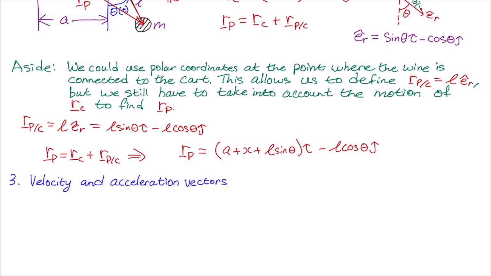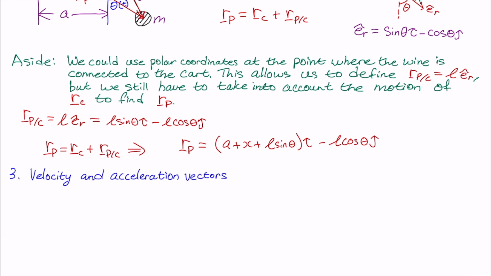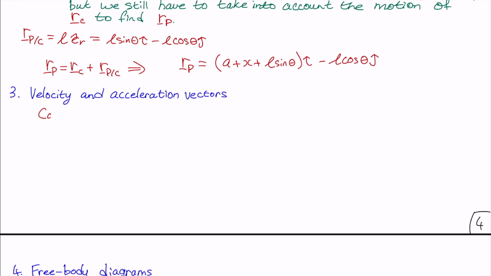And the key thing here is that we now end up with an x in the horizontal position of the pendulum. And this is why we cannot just use polar coordinates, because if we only use polar coordinates, we would be missing this translation component. From here, we're going to compute the velocity and acceleration vectors. We'll start with the cart over here on the left.